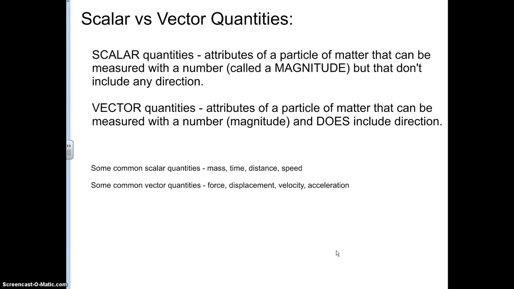Now, a lot of these quantities are what we consider scalar. That is, they have a magnitude only, but we don't generally use a direction for them. Vector quantities, on the other hand, require a magnitude and a direction.